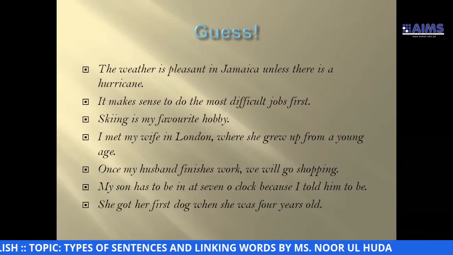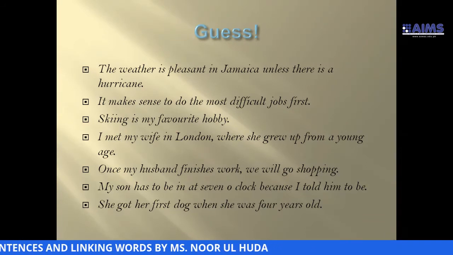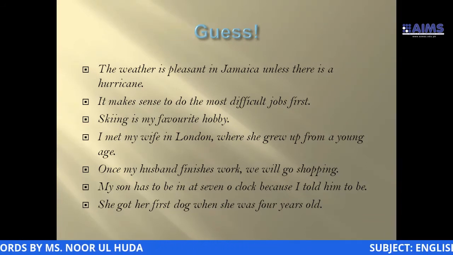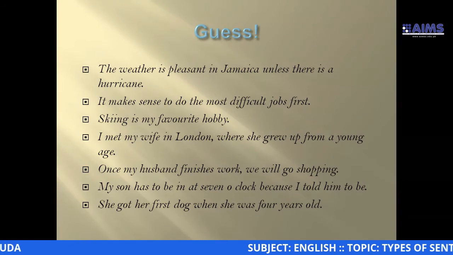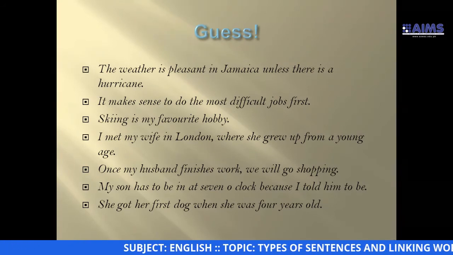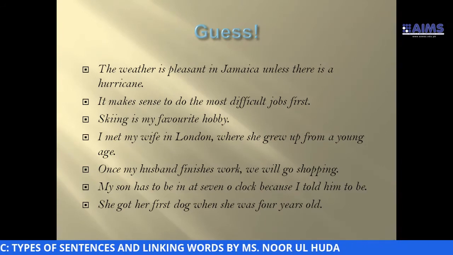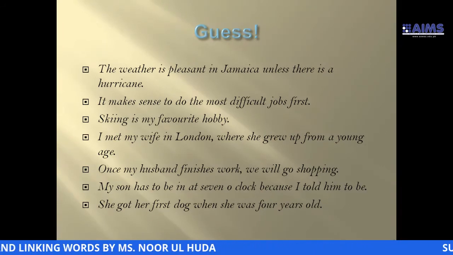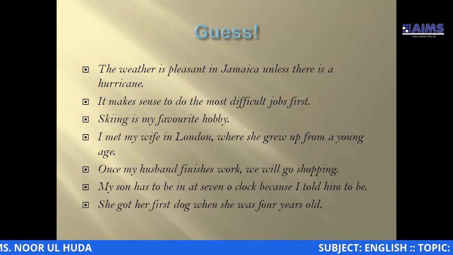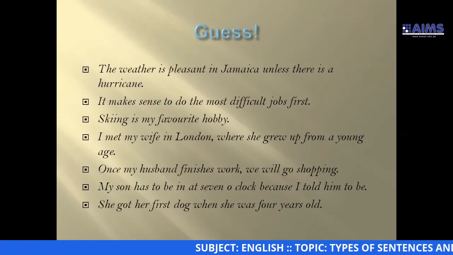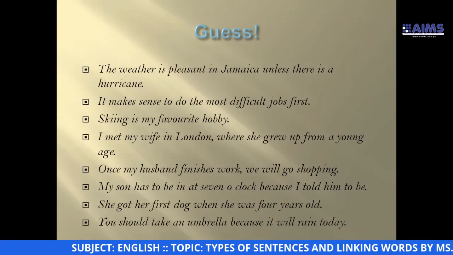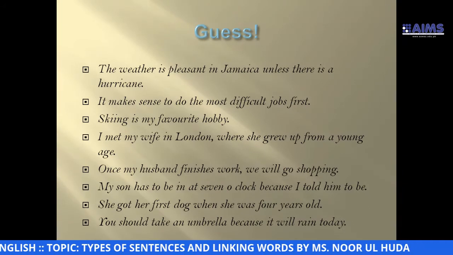She got her first dog when she was 4 years old. Here "when" is used. So "when" means I'm giving a condition. When we provide a condition about something or about the other happening, it forms a complex sentence, not a compound.